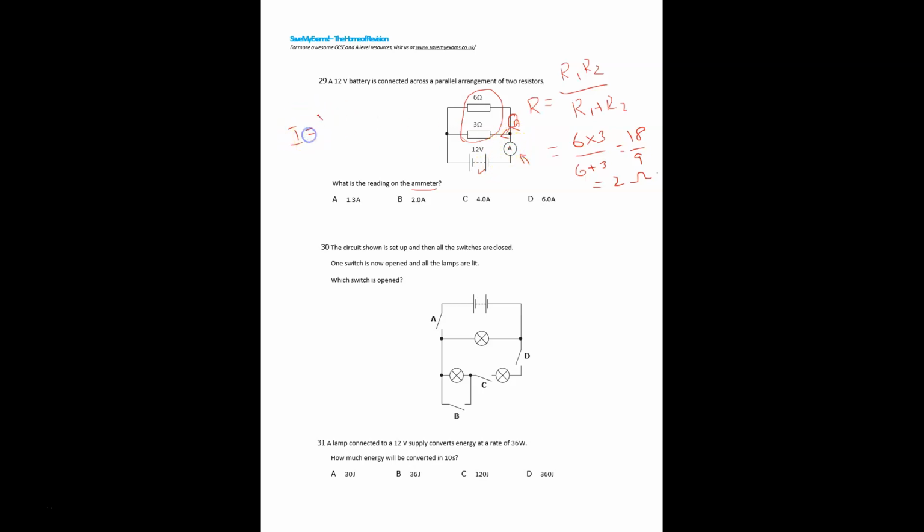So I is equal to total voltage over total resistance. What is the total voltage? 12. What is the total resistance? 2. So the current will be 6 ampere.